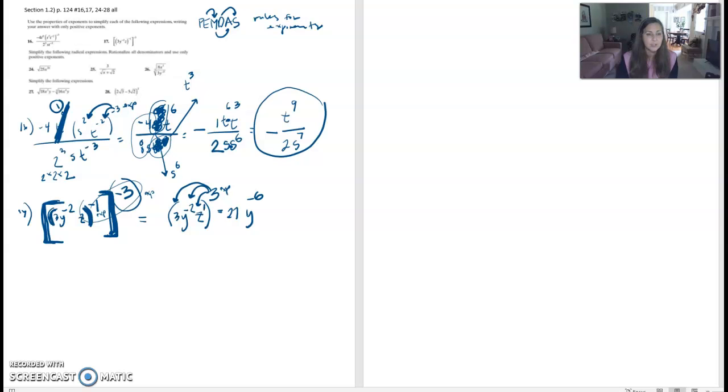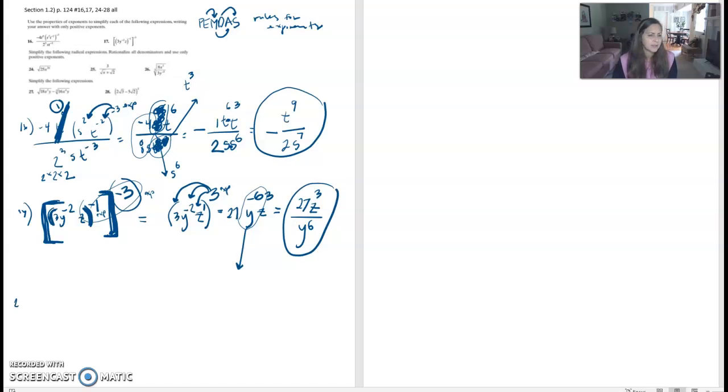Even if you can't see it, there's a 1 on this z, so 1 times 3 is 3. And you can never, ever leave a negative exponent in your final answer. So that means this y to the negative 6 needs to move down. And when it comes down, it will become a positive. So we have 27z to the third up top, y to the 6 in the denominator. And nothing can be simplified there, so that's the final answer.